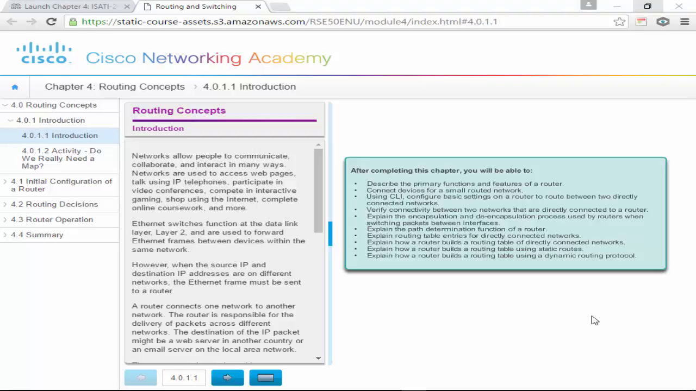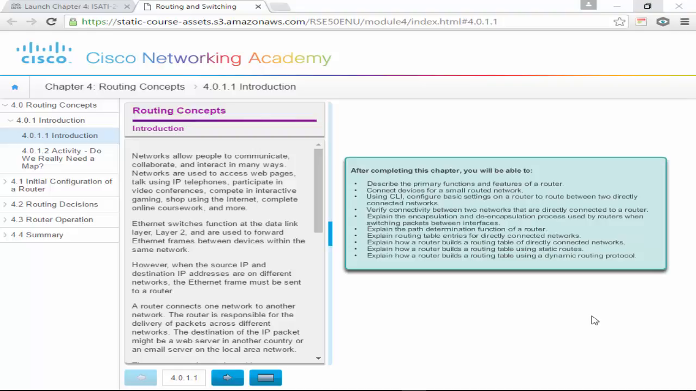Connect devices for a small routed network. Using the CLI, configure basic settings on a router to route between two directly connected networks. Verify connectivity between two networks that are directly connected to a router. Explain the encapsulation and de-encapsulation process used by routers when switching packets between interfaces. Explain the path determination function of a router.